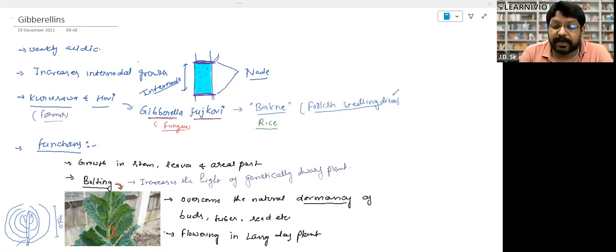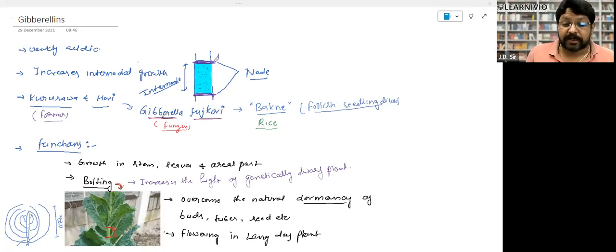So they named this disease foolish seedling disease, right? This one, foolish seedling disease, in English. But by the way, this disease is known as the Bakane disease in Japanese. So basically, Kurosawa was Japanese. So in Japan, they call this disease Bakane disease of rice. And in English, we call it foolish seedling disease. This disease is spread by a type of fungus.